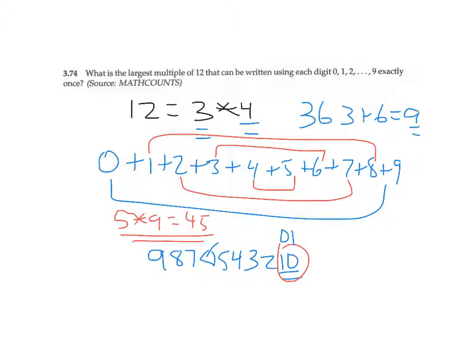So the best thing that we can do, we don't want to move the 0 over to here, so the best thing we can do is to end it in 120. So our answer is 9, 8, 7, 6, 5, 4, 3, 1, 2, 0, 20 being divisible by 4. So there's your answer.